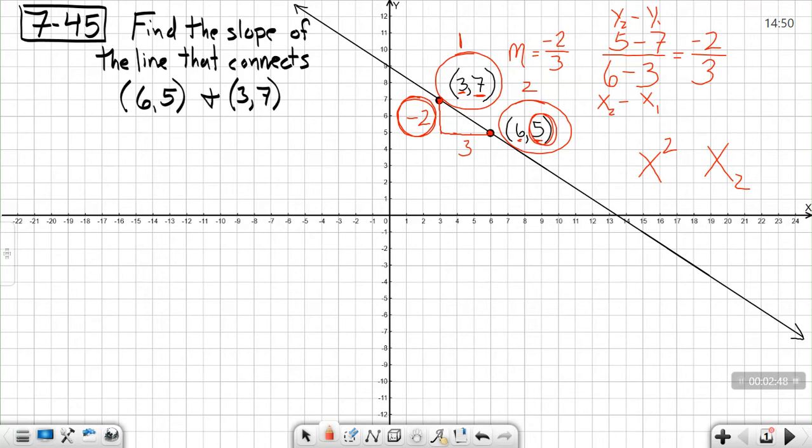y2 would again come from my second point. y1 would be the y value of my first point. So it's merely a subscript to label. It is not one of these. It's not an exponent. So just cross that off. All right, so that's how we can do it.